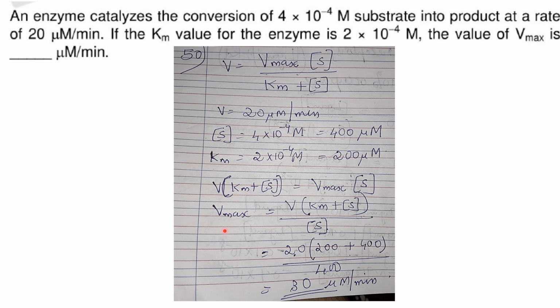So now we have to find out the Vmax value. So this is the formula, and I have rewritten the formula. Vmax is equal to V into Km plus concentration of S by concentration of S. Substitute the values, you will get it as 30 micromolar per minute.